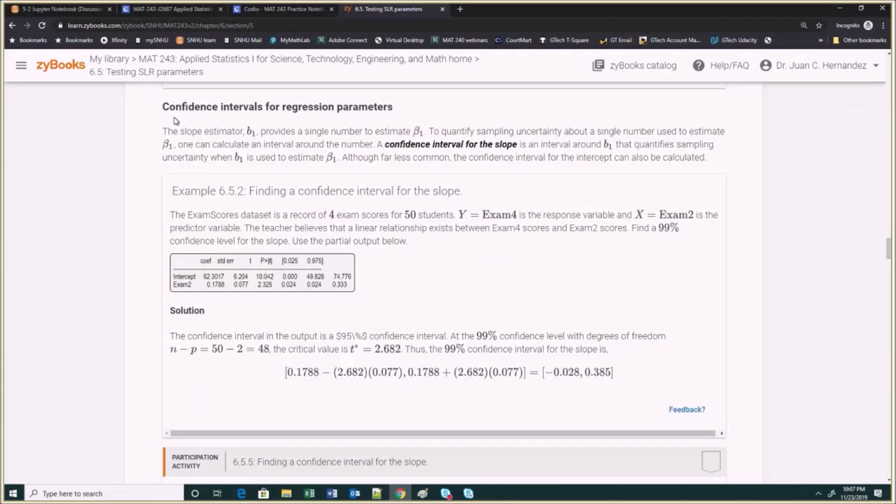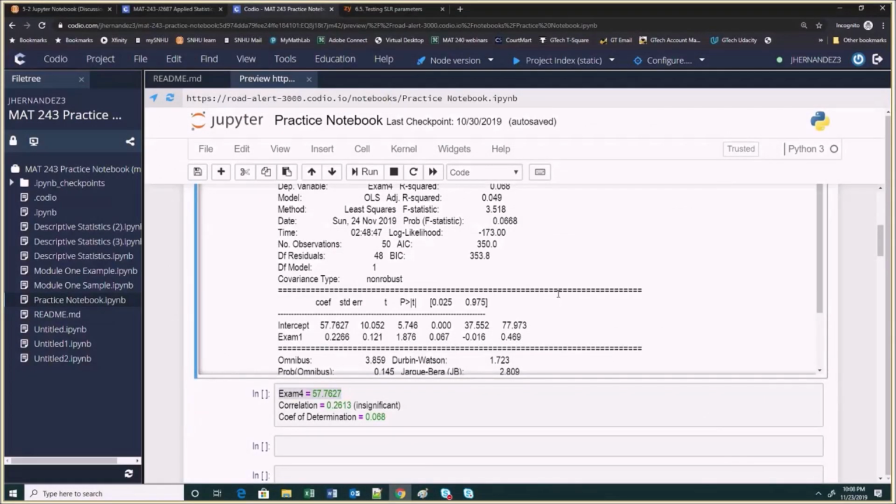insignificant. So just as we did the hypothesis test for the beta 1 parameter, we can also calculate a confidence interval. The Python example here also printed the confidence interval for the beta 1 estimate. The lower limit is negative 0.016. The upper limit is 0.469. That is your confidence interval.